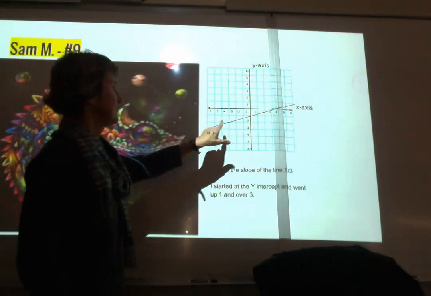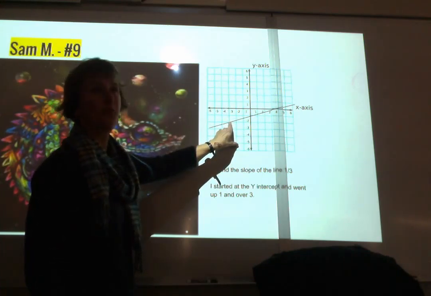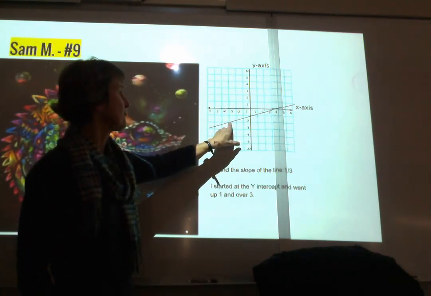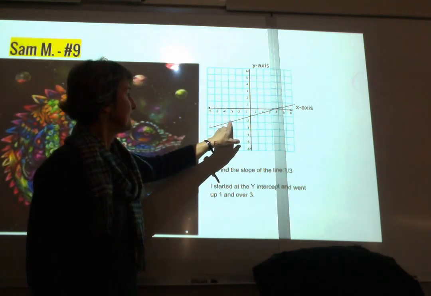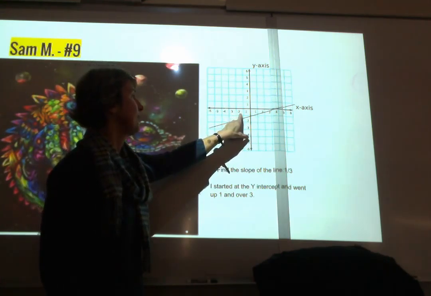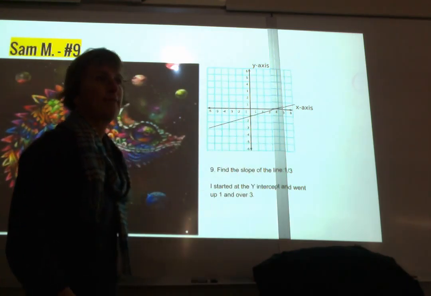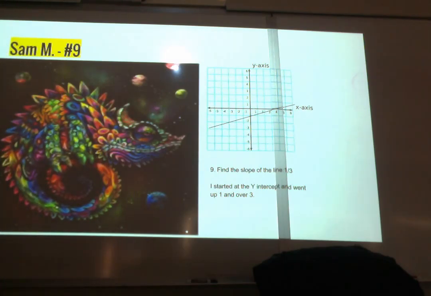But finding your slope on a graph, you look for places where it exactly crisscrosses on a grid, and then you say how far up and how far to the right do I have to go to get to the next place where it exactly crosses on a grid.